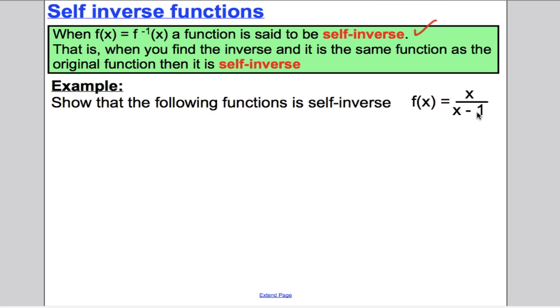Here's an example. Show that the following function is self-inverse. Well, if we could find the inverse and it was equal to that, we'd know it was self-inverse. So, to find the inverse, we let y equal to x over x minus 1. We then make x the subject of the formula, so we multiply by x minus 1. We expand the bracket. We add y to both sides.